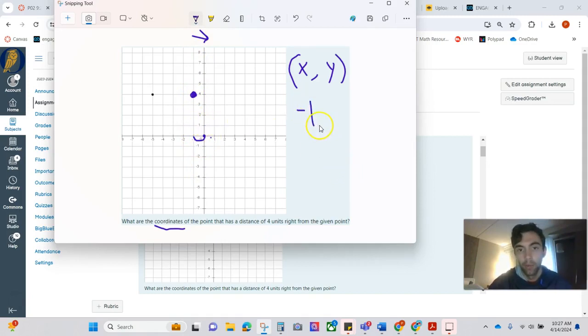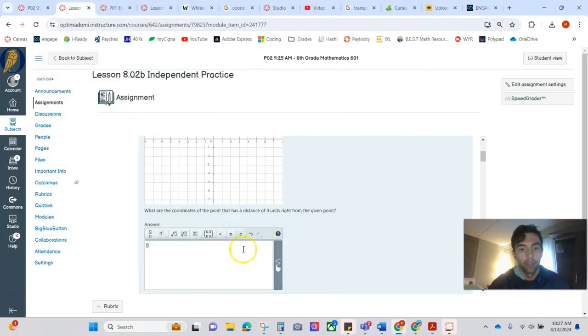We went -1 from the origin. Now again, from the origin, how far up or down do we go? 1, 2, 3, 4. And that's the line the dot's on. Up 4. So from the origin, we go over to -1, then up 4. These are our coordinates: (-1, 4), with the parentheses.